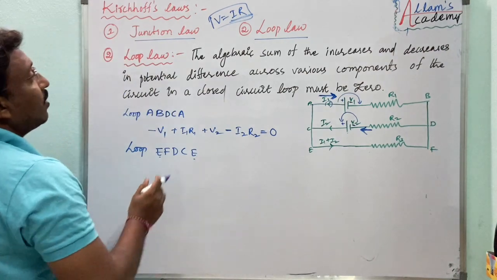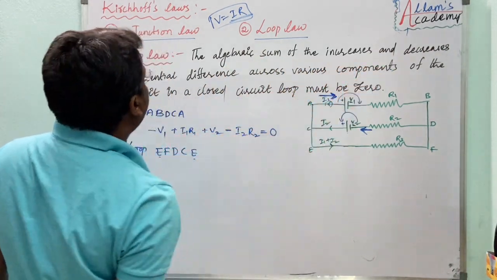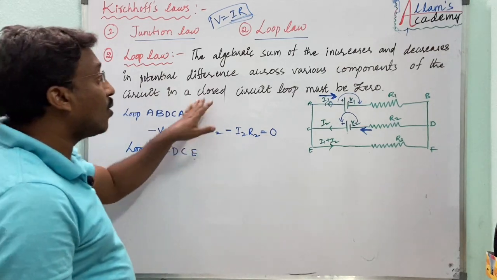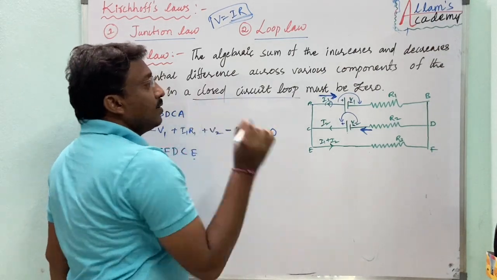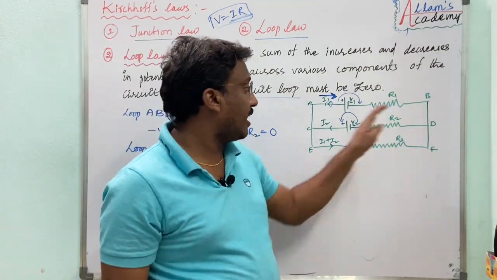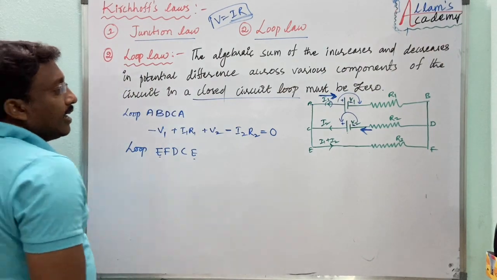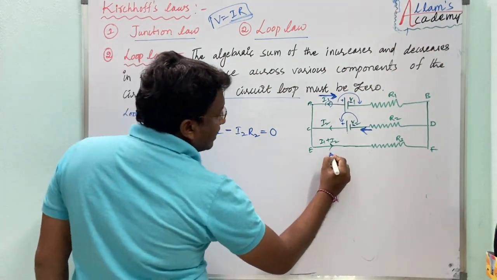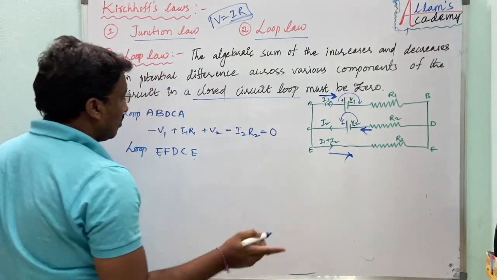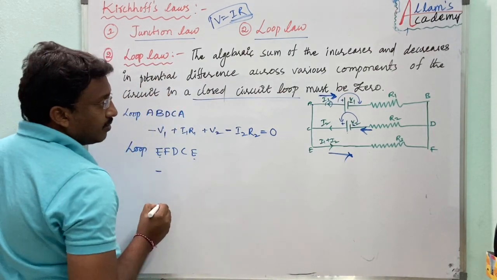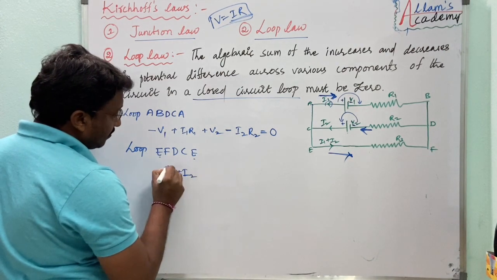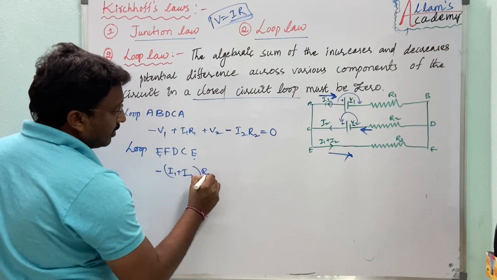Here it is given that the algebraic sum of the increases and decreases in potential difference across the various components of a circuit in a closed circuit loop is zero. So where we started, E, we came to C. In this direction, current and measurement are both in the same direction, no? So we have to take minus I1 plus I2 of R3.